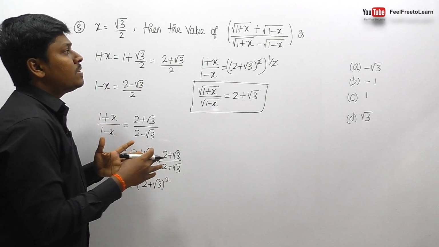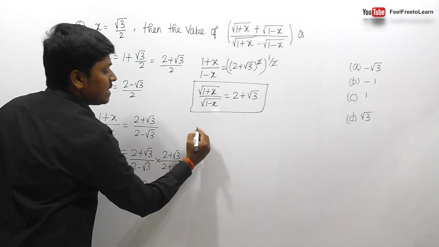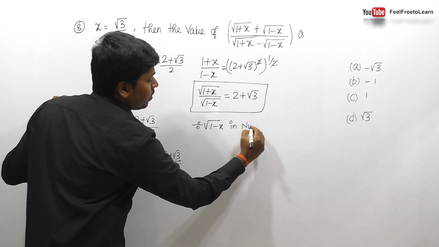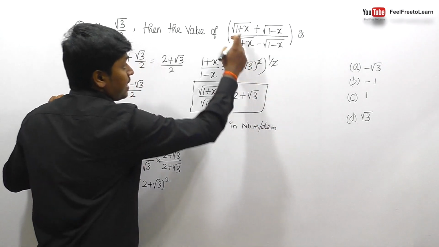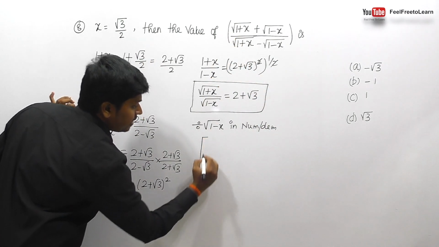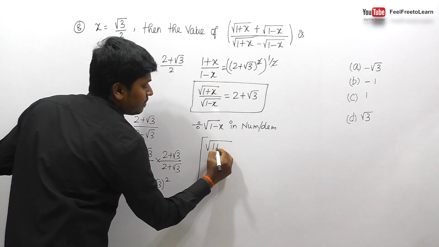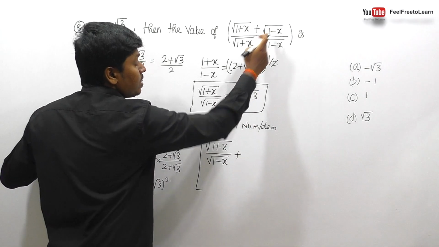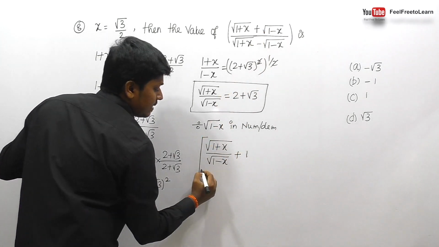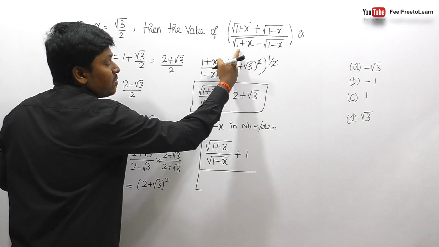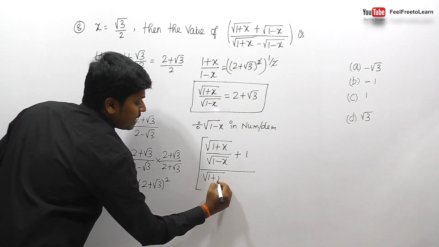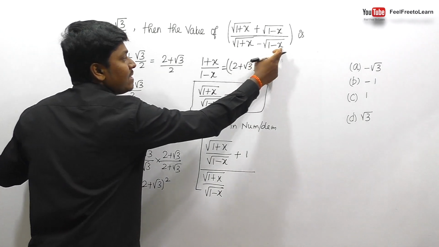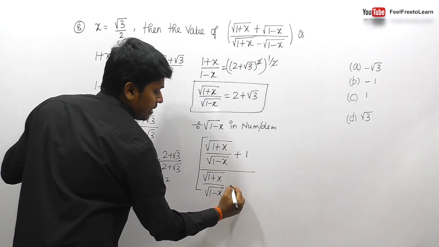So friends, what I'm going to do is divide root of 1 minus x in the numerator and also the denominator of the given expression, right? So here it is root of 1 plus x divided by root of 1 minus x. Similarly, when we divide root of 1 minus x by root of 1 minus x, the resultant will be 1. And when we divide root of 1 minus x here, the resultant will be minus 1.